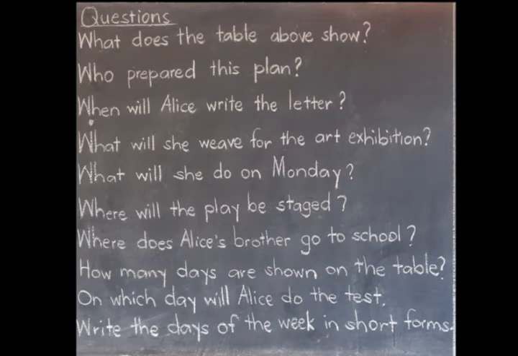You have a problem of changing. They give you "this", you change to "they". They give you "they", you change to "this". So the question says, who prepared this plan? According to the instruction, the person's name is mentioned there. That is Alice. Simply say, Alice prepared this plan.